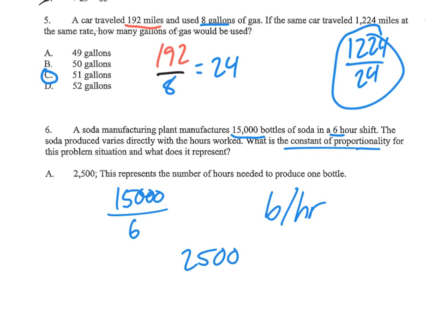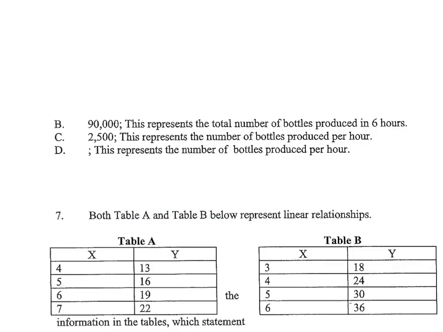This represents the number of hours needed to produce one bottle. If that's the case, you are going out of business. So now we need to check the other ones. Answer choice B is 90,000. That doesn't make any sense. D doesn't even have the right answer. So C says 2,500. This represents the number of bottles produced per hour. That is exactly what we said just a minute ago.